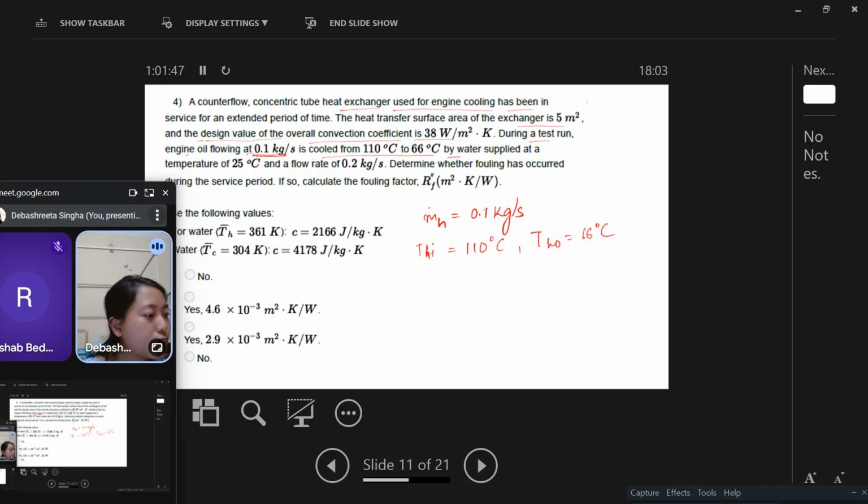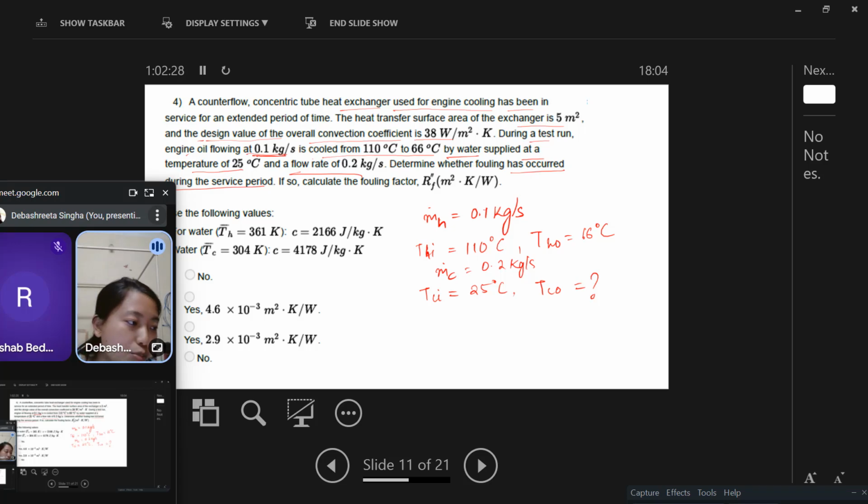It is cooled by water. That means water is the cold fluid, supplied at a temperature of 25 degrees Celsius. Since it is supplied, it is TCI, inlet of cold fluid, that is 25 degrees Celsius. And we don't know what is the TC naught. The flow rate of water is given as m dot c, 0.2 kg per second. Determine whether fouling has occurred during the service period.